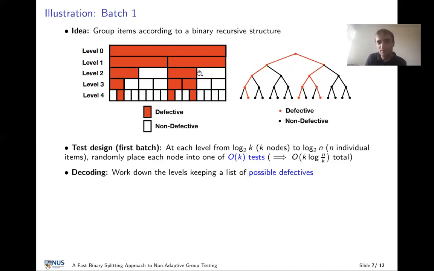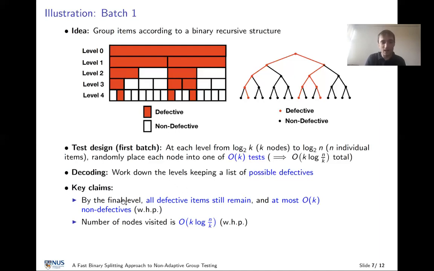If a node's in a positive test, then there's two possible ways that could happen. First of all, if the node was actually defective, then it will always be placed in a positive test, because that's the nature of the group testing model. But if a node was non-defective, then it could still have been placed in a positive test, because it could have been placed in the same test as a defective node. So defectives will definitely be shown as defective; non-defectives, it could go either way. That's why we call it possible defectives. The possible defectives will contain all defective nodes plus possibly a few non-defective nodes. But the idea is we can keep control of how many non-defectives are retained.